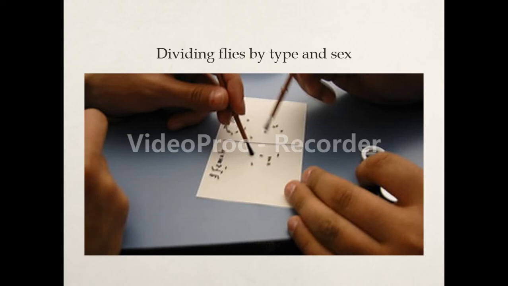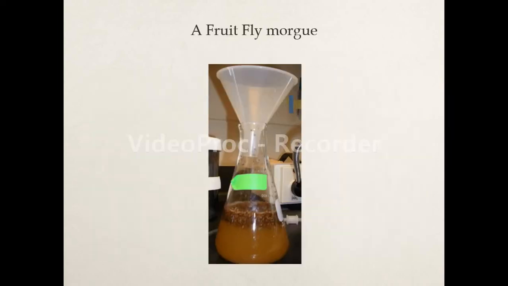So divide the flies by type and sex, meaning that a white fly crosses with a white fly, a red fly crosses with a red fly, and similarly you cross these flies. So these are the markers that the flies contain.